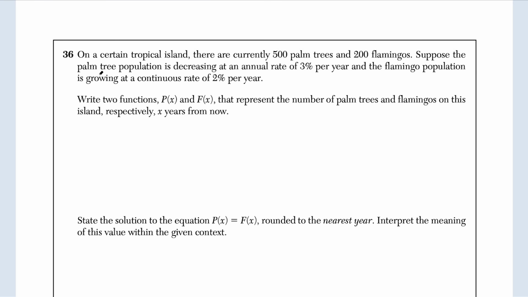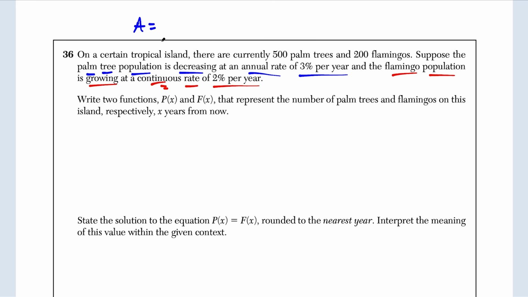And then we have, suppose the palm tree population is decreasing at an annual rate of 3% per year, and the flamingo population is growing at a continuous rate of 2% per year. And we have to write two functions, capital P of x and capital F of x, that represent the number of palm trees and flamingos on this island respectively, x years from now. So for this question here, we have to know these two formulas.